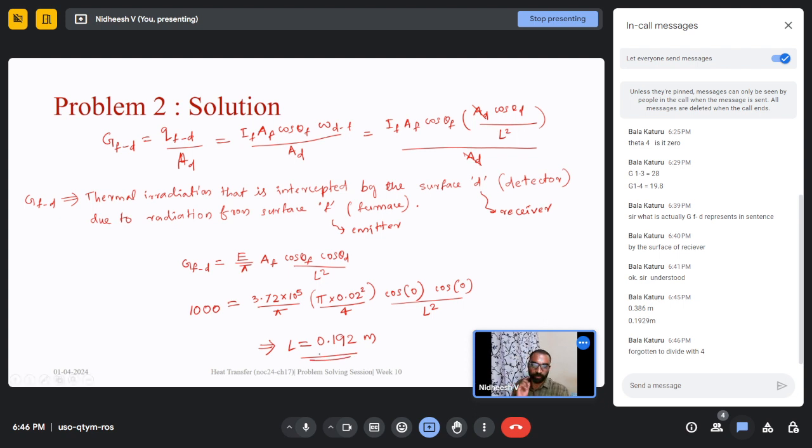So it means that if the detector is placed at this distance from the source, it will have received a thermal radiation of 1000 watts per meter square. That is what this means, and that is what this problem was asking us to find. Forgotten to divide by 4. Okay, pi d square by 4.